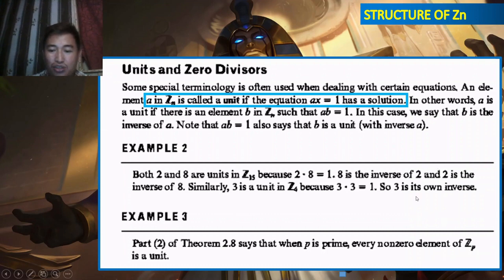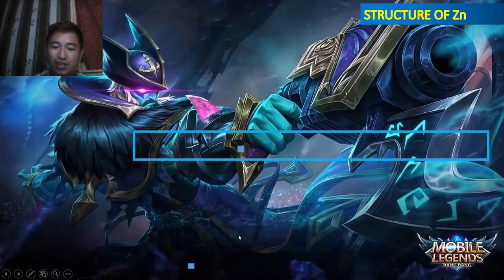Again, unit tanan class, so meaning kung unit tanan, wala sila zero divisors. Tama, si Z5, Z2, Z3, kay mga prime na sila, Z7, wala sila zero divisors, puro sila unit tanan. Okay, muna dire sa example number 3. Okay.